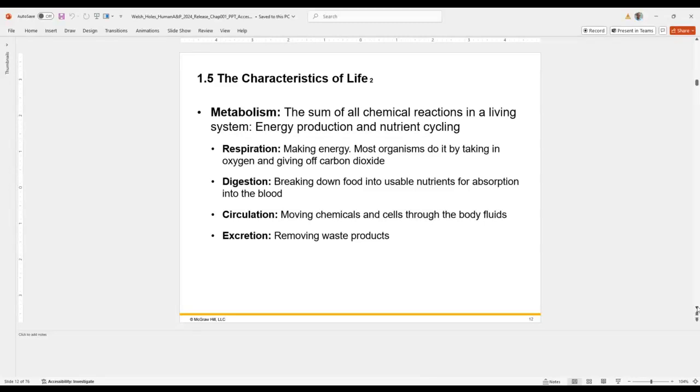Digestion, of course, you've got to break down the food components into usable nutrients. Circulation, you've got to move the chemicals around and the cells through the body fluids. And then excretion, you've got to remove the waste products.